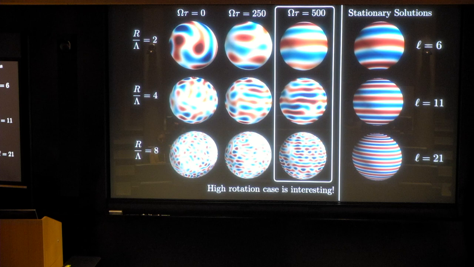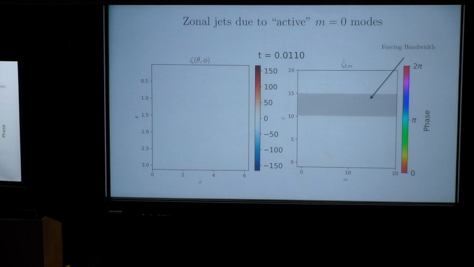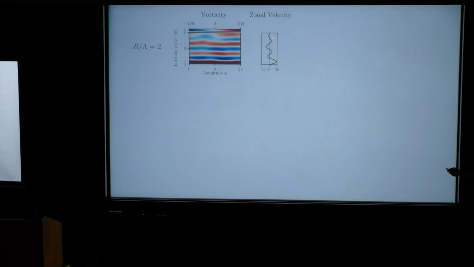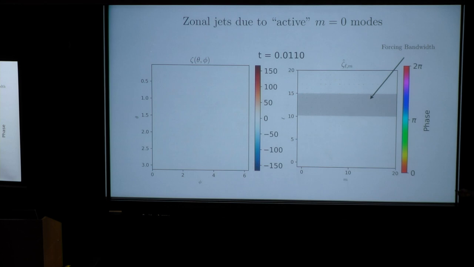So we think that the high rotation case is what is interesting. Maybe I'll go to the next slide first. Here is the vorticity, and then this is the azimuthal velocity, and they sit between the bands essentially. And so we can think about this from a spectral point of view.